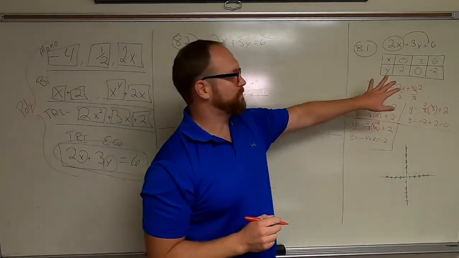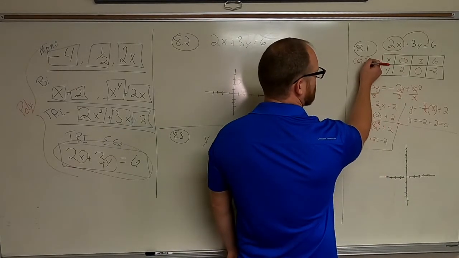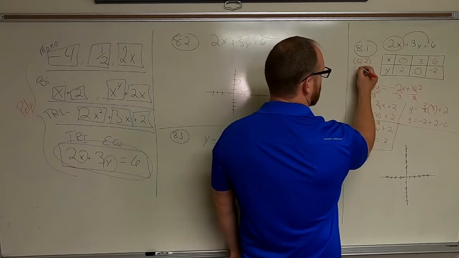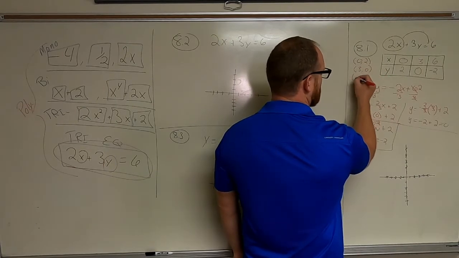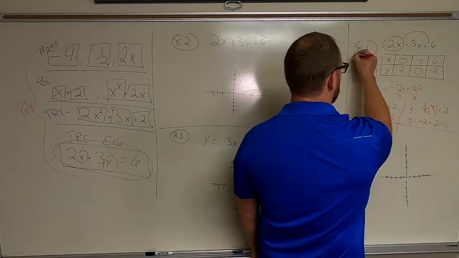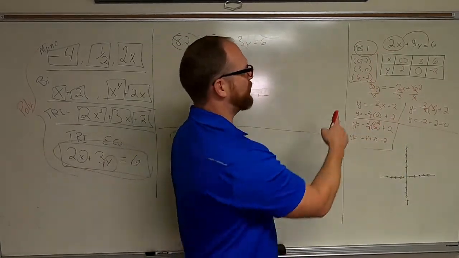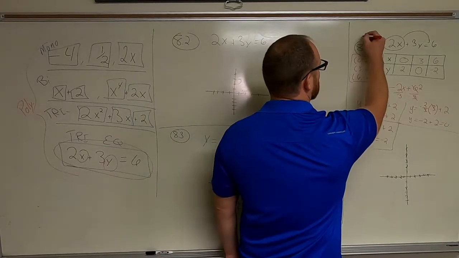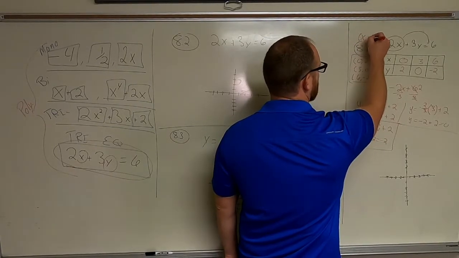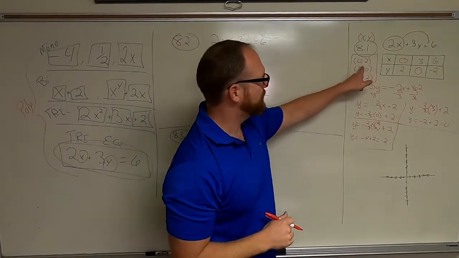But now we have our ordered pairs. Our ordered pairs look like this: 0 and 2, 3 and 0, and 6 and negative 2. These are the ordered pairs that we can graph right here. And so remember, ordered pairs always look like this: x and then y, alphabetical order. That's easy to remember.